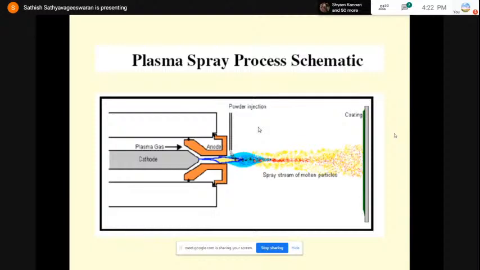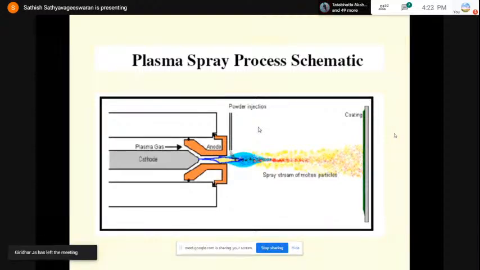And here what I want to say is the temperature induced in the plasma region will be extremely high. That is the advantage of plasma spraying over some other techniques. Since the temperature is very high, you can go for coating any sort of high melting point ceramic material. That is the advantage of the plasma spraying technique.